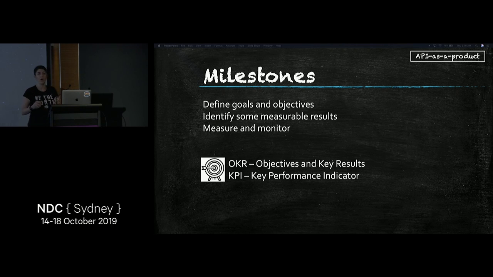For example, I want to make an API for banking, and I want to get 10 banks on it. I don't know how many banks you guys have in Australia, I mean in Sydney, but we have a lot in Toronto. So you want to get 10 customers as banks, and that's your objective. Or you say, I want the TPS to come in under something, or higher than something, right?